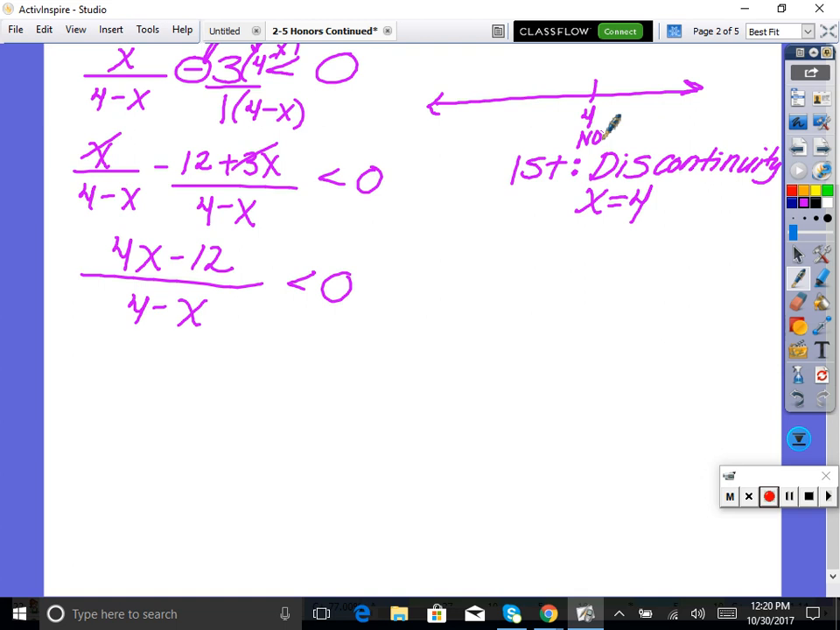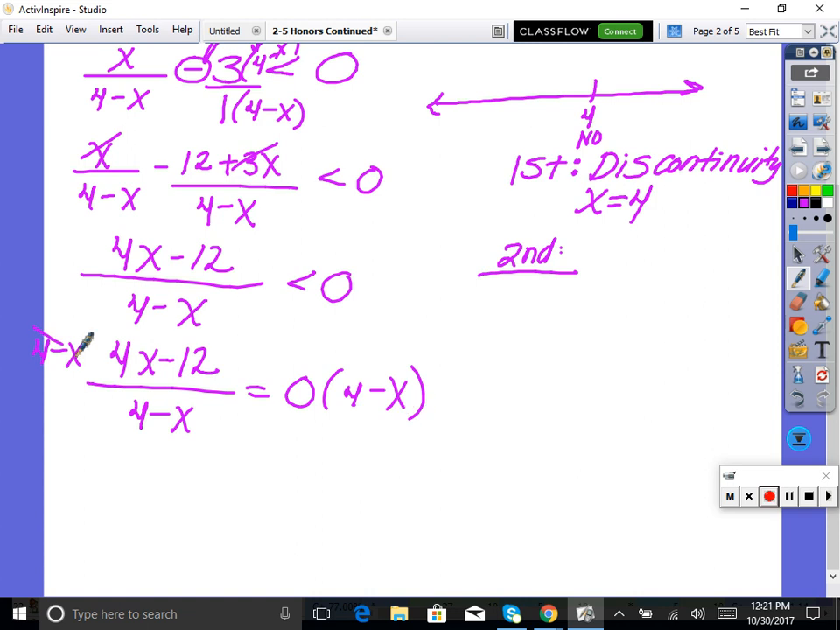Then second, since we're looking when is this function below 0, we need to know where is it equal to 0, right? This is not where it's going to change from up and down. You get what I'm saying? So let's solve if this was equal to 0. Let's pretend this isn't an inequality. So we have 4x minus 12 over 4 minus x equals 0. Solve for x. So we'd multiply by 4 minus x to both sides.